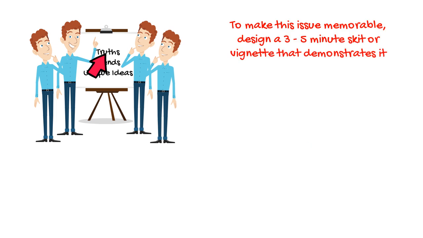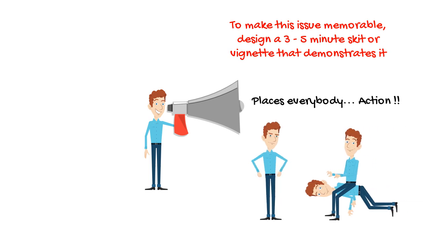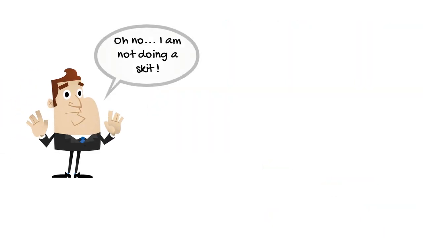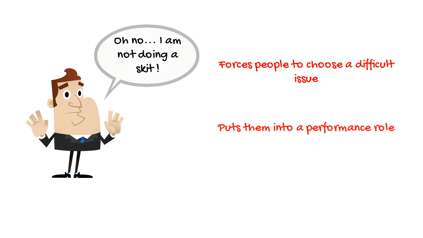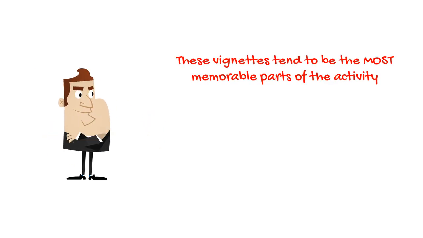To make this issue memorable, they design a brief 3 to 5 minute skit or vignette that demonstrates it. It can be a serious or humorous depiction of the issue, and they can use props, exaggerate, whatever will make it resonate with the group. This should take about 20 minutes to design. Asking people to design a skit may generate a bit of resistance because it forces people to choose a difficult issue and puts them into a performance role. The surprise is that these vignettes tend to be the most memorable parts of the entire activity.